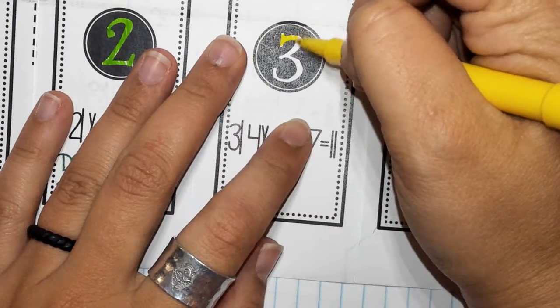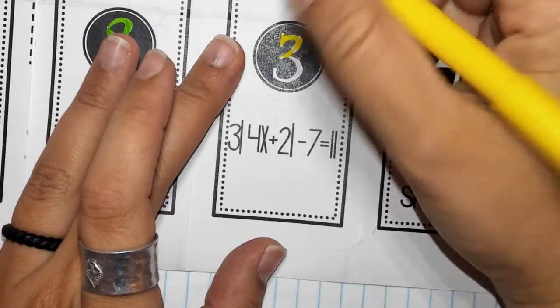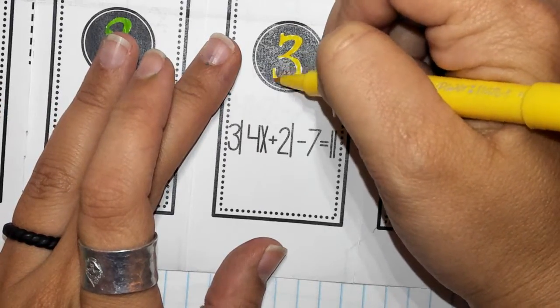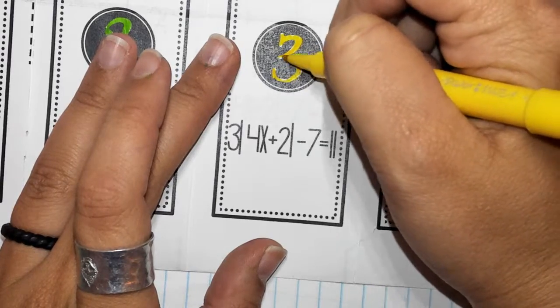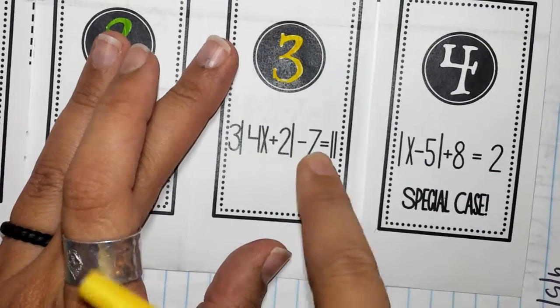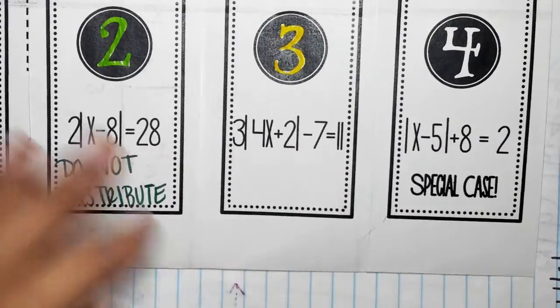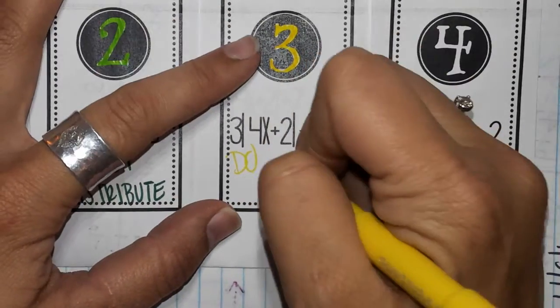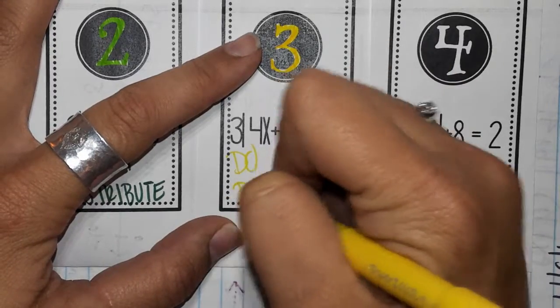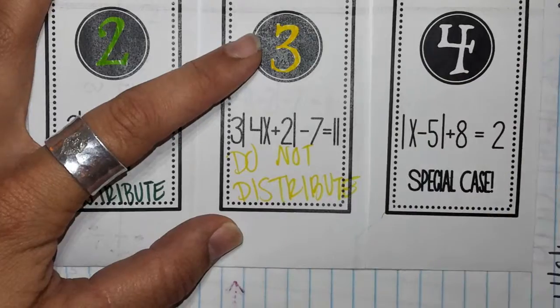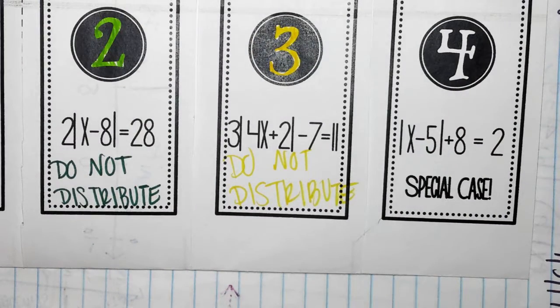Okay, so we have that -7 right there. Add 2 points to your team, by the way, for doing that problem. We solve this just like we normally would. We have to get rid of that -7 first, and then we have to divide by 3. You still cannot distribute. Do not distribute.